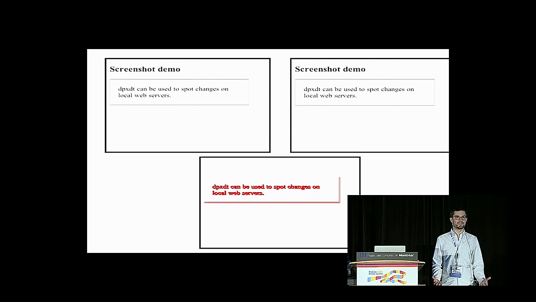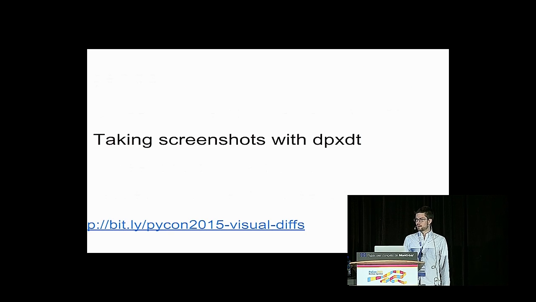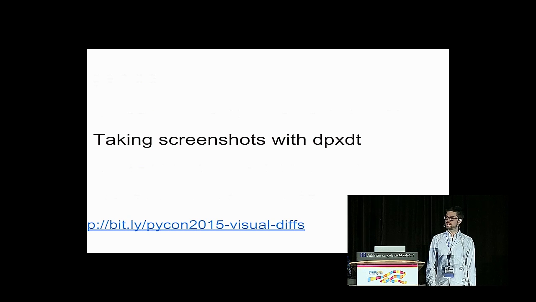So if you were doing a CSS change that affected your entire site, you can very easily imagine that some sort of regression like this would creep in and you wouldn't notice without a screenshot test. All right, so now let's talk about how you would generate screenshot tests. By the way, if you want to follow along with the slides, the link is at the bottom here. It's bit.ly/PyCon 2015 visual diffs.